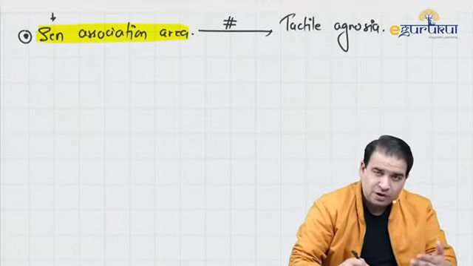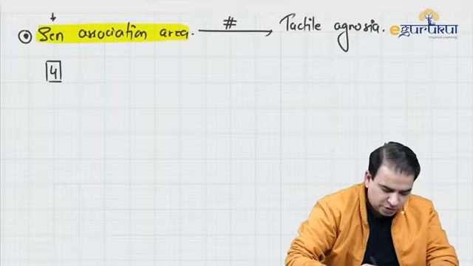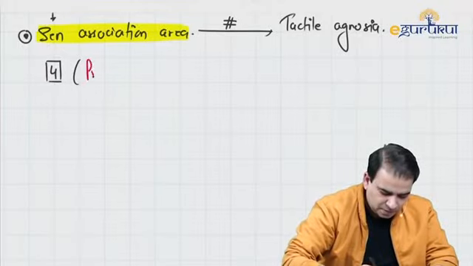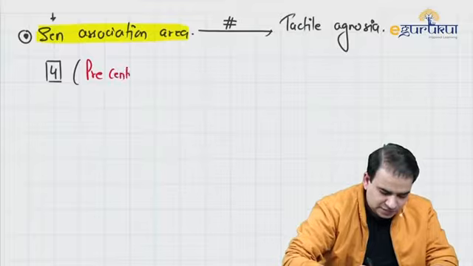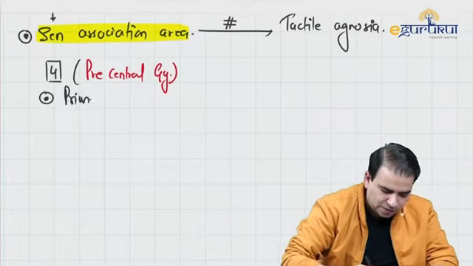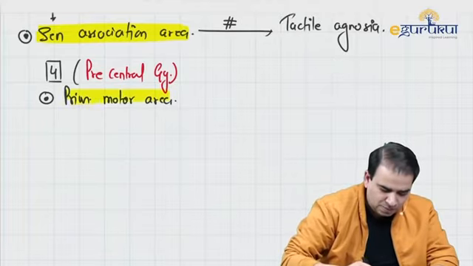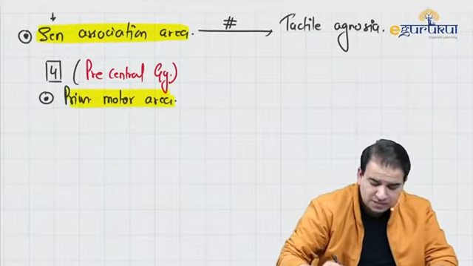Then coming in front of the central gyrus, we have this area number 4. Very, very important. Area number 4 again. What is the location for area number 4, guys? That is present in the precentral gyrus. Area number 4 is in the precentral gyrus, and this is the primary motor area or primary motor cortex.